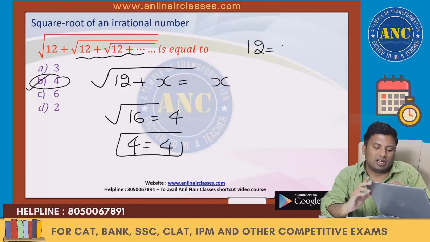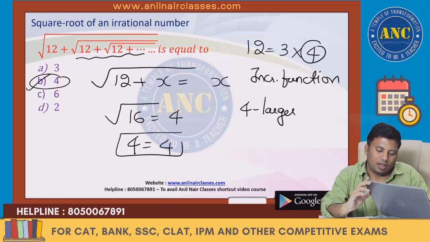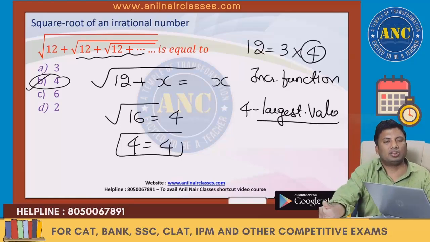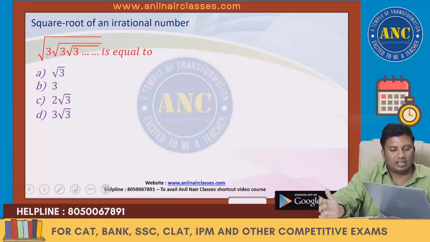Or, 12 is nothing but 3 × 4. This is an increasing function, so take the largest value. The largest value is nothing but 4. 4 = 4. I hope the idea is clear.